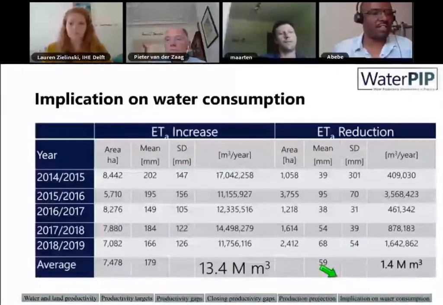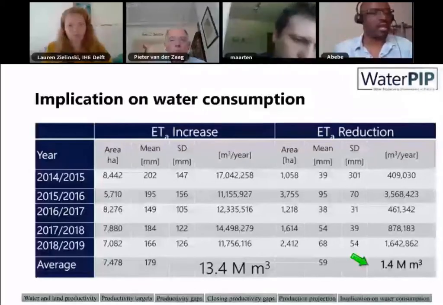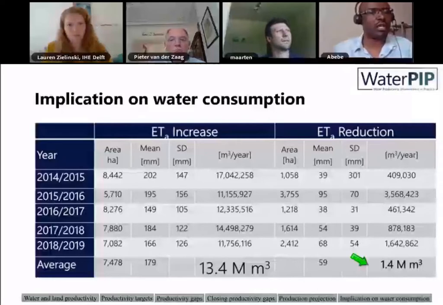And this also has an implication on water consumption. It might consume about 13.4 million cubic meters, and there is also a possibility of saving about 1.4 million cubic meters. In fact, this saving doesn't mean that it could be reallocated for other areas or sectors, because it's moisture within the root zone, which can also be green water. But if it is blue water, then there is a possibility even to save from the water withdrawal and apply it elsewhere.